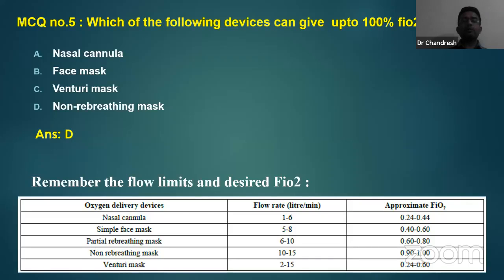Why? Because the non-rebreathing mask is the only non-invasive oxygen delivery mask which can give up to 95% to 100% FiO2. So always try to remember these four things. These are the only four devices which you generally and routinely use in your ICU practice. So you should definitely be aware of the maximum flow rate you can give, or should give, and which FiO2 you can get.